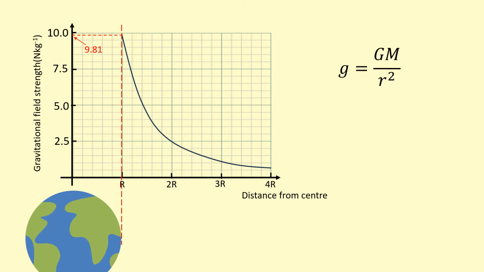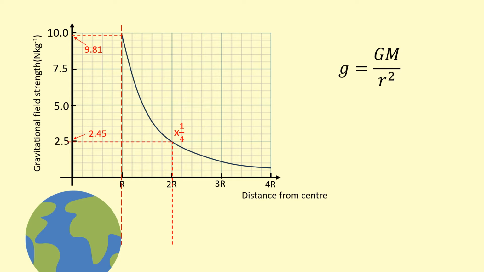Okay, and if we double our distance from the center, in other words, moving another whole radius of the planet away from the surface, then because of the inverse square law, it's going to be half squared, which is a quarter. So doubling our distance quarters the gravitational field strength, so we've got 2.45 there.